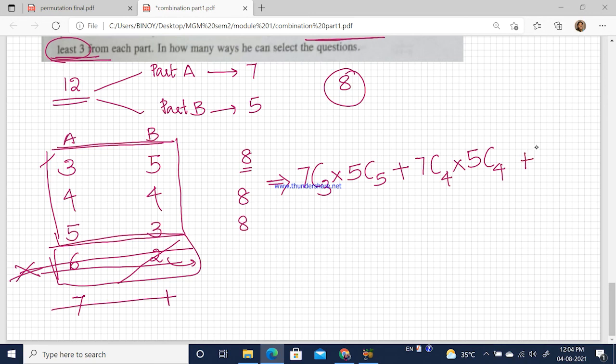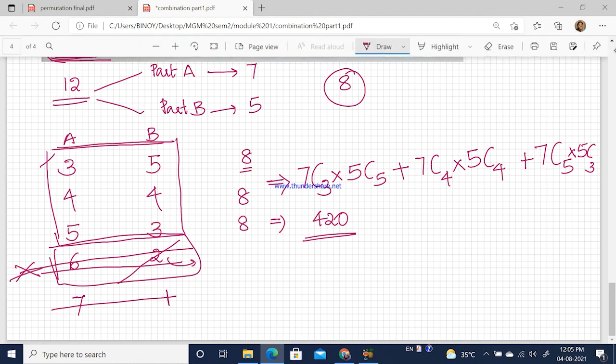Then out of 7 questions I take a combination of 5, times out of 5 questions a combination of 3. Now rather than simplifying the whole thing, I am putting that in a calculator and I get the answer as 420 ways. So I put in the scientific calculator 7C3 times 5C5, then 7C4 times 5C4, then 7C5 times 5C3.